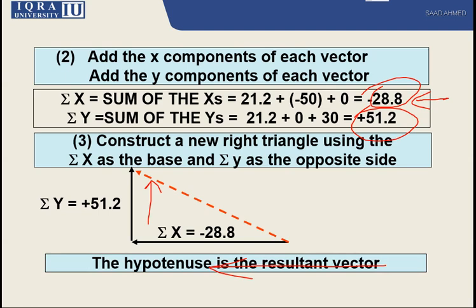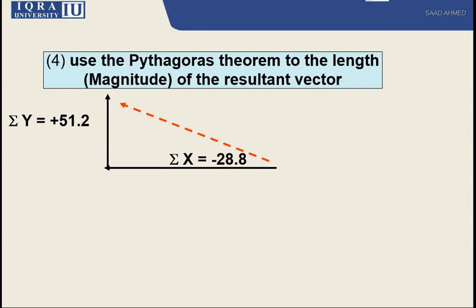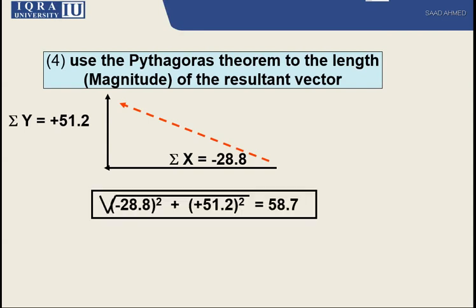The hypotenuse is the resultant vector, but the direction is different now. Using the Pythagoras theorem, find the magnitude of the resultant vector. We have values of x and y. We use the Pythagoras theorem formula, put the values in, 51.2 squared, 28.8 squared, add them up, and take the square root. Now the resultant is 58.7.